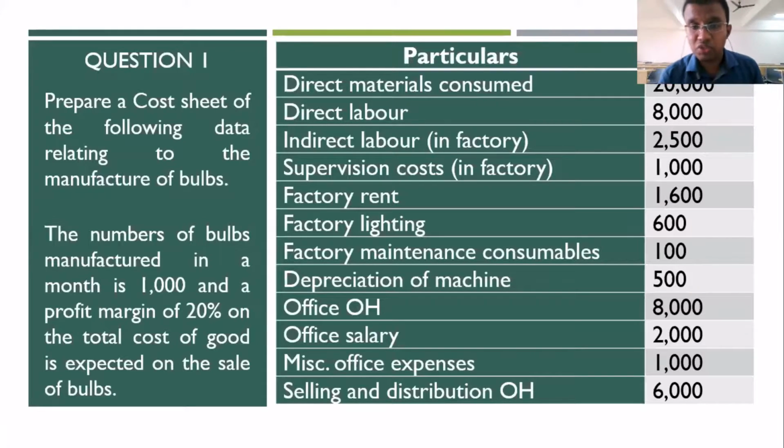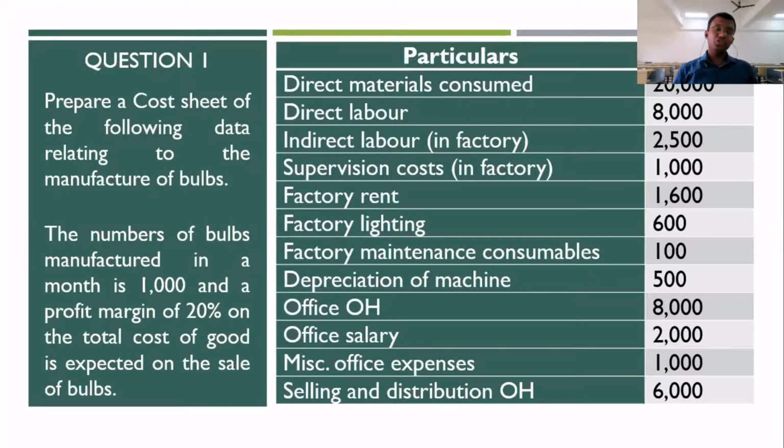Supervision cost, this will be a part of your factory overhead. Factory rent, this will be a part of your factory overhead again. This will be a part of your indirect expense. Factory lighting, again factory overhead. Factory maintenance consumables, this is a part of your indirect material consumed as a part of your factory overhead.